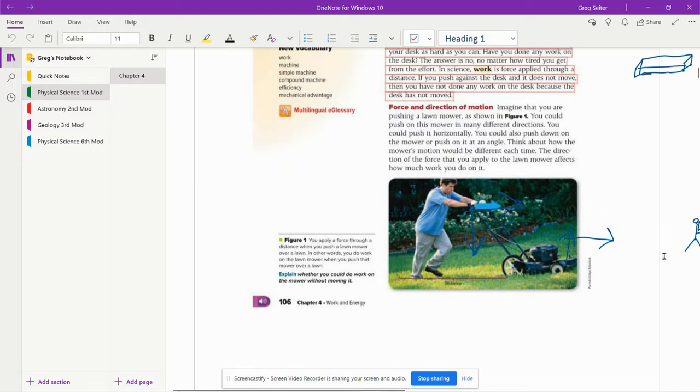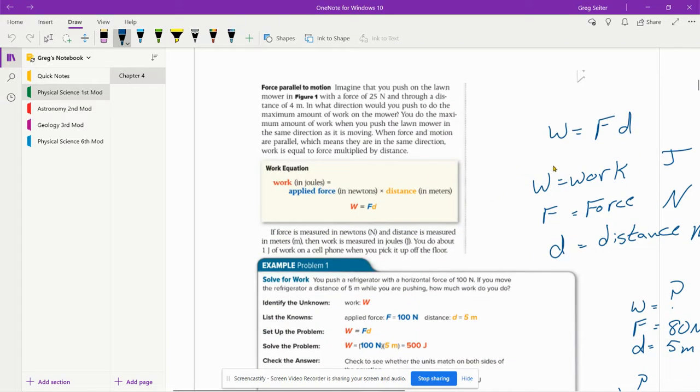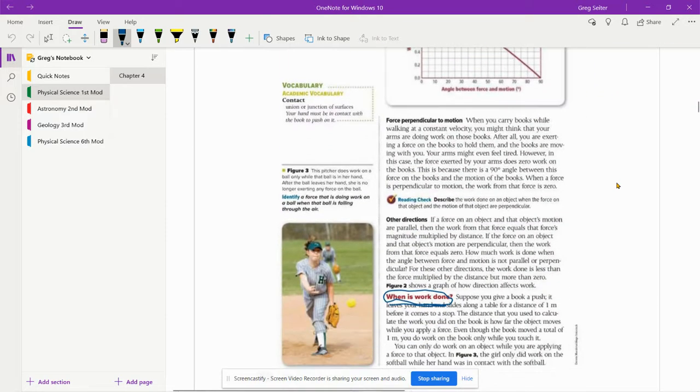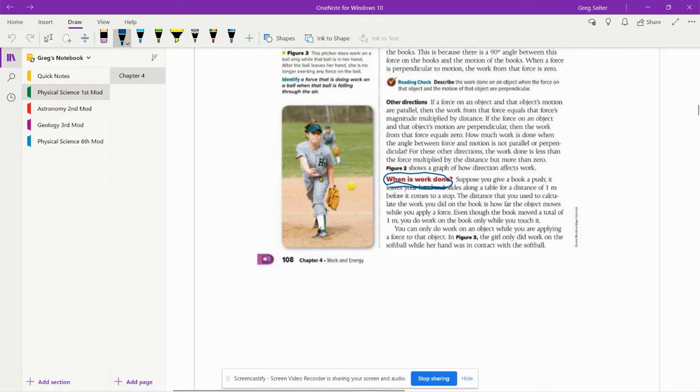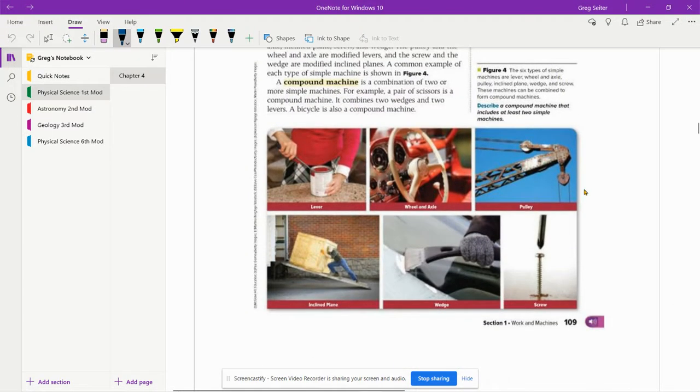And the lawnmower moves in that direction. We learned how to calculate for work. And we also know that work is only done as long as, in this picture especially, the ball is in her hand. As soon as that ball leaves her hand, she's done doing work.